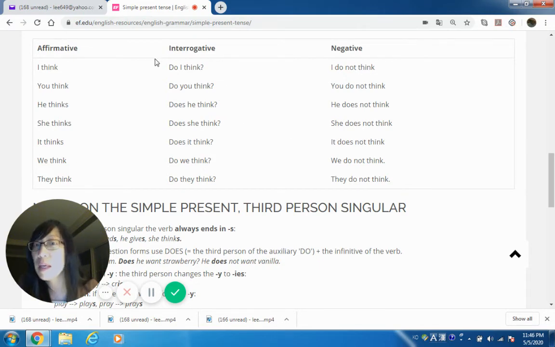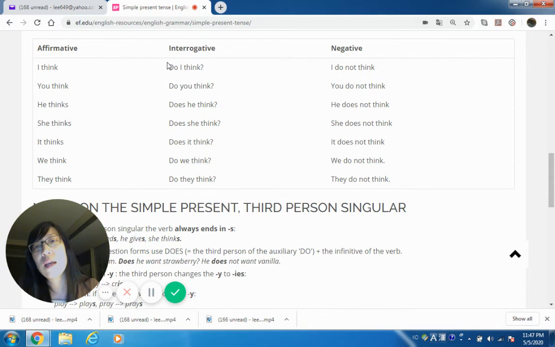And also you can make a negative interrogative sentence if you want. This is going to be: Don't I think? Don't you think? Doesn't he think? Doesn't she think? Doesn't it think? Don't we think? Don't they think?